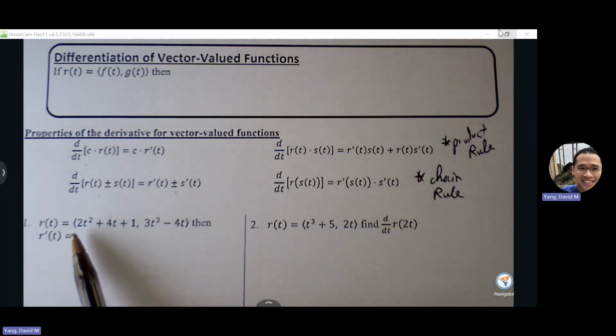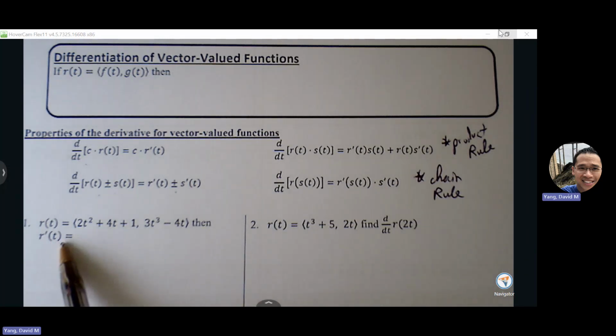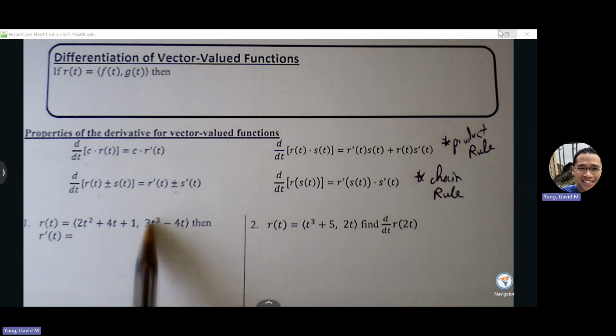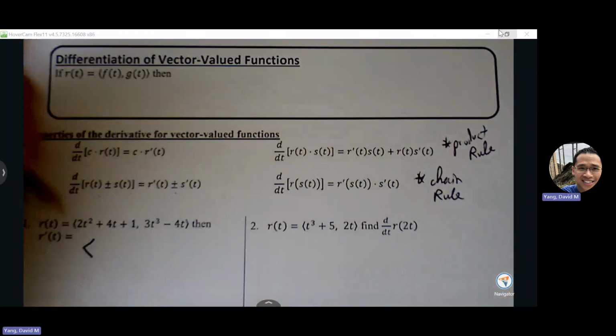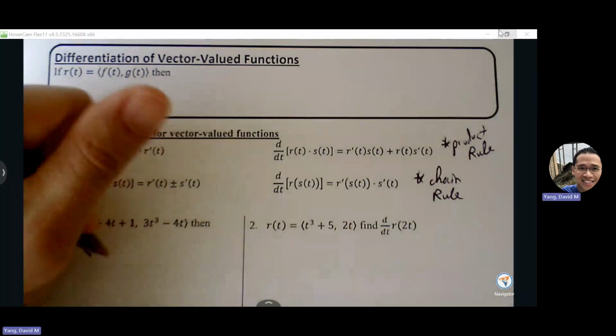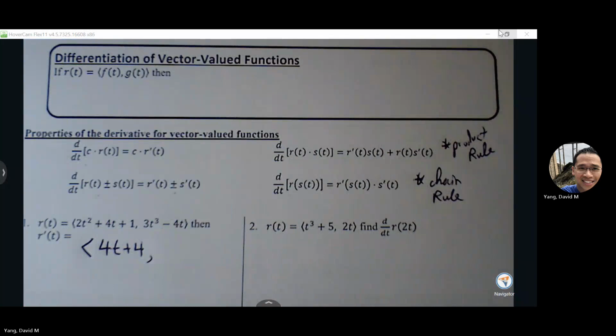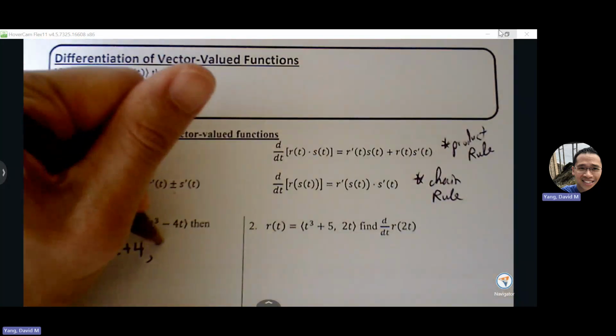Okay, so I have my r of t vector that's in component form. If I want to find r prime, then it's really just the x component's derivative and the y component's derivative, and that's it. So what's the derivative of 2t squared plus 4t plus 1? 4t plus 4. And then 3t cubed minus 4t? 9t squared minus 4. Yeah.